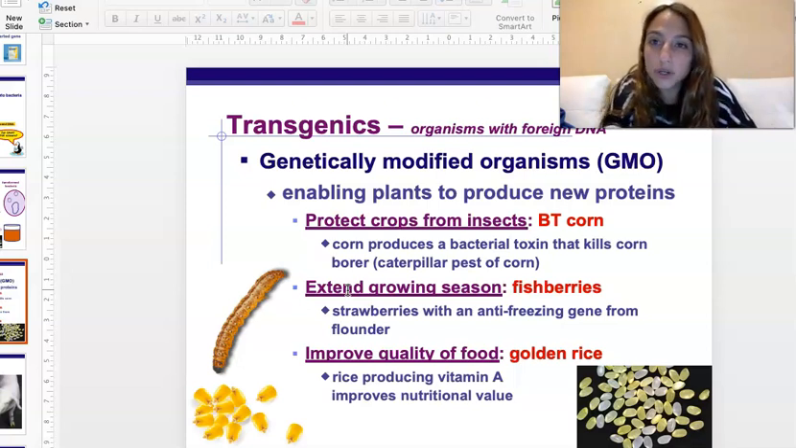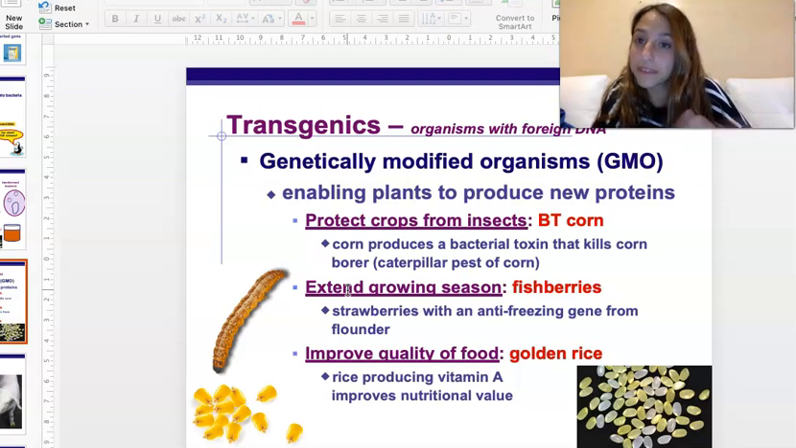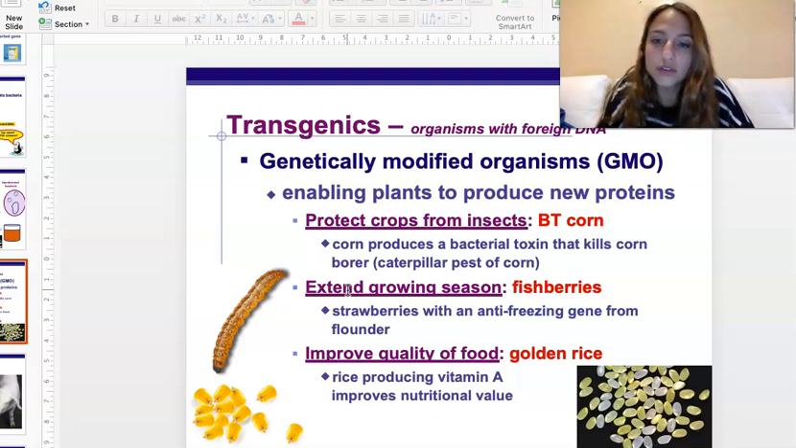You can also put different nutritional things into food. Okay, so for example, golden rice. It is a rice that has the ability to produce vitamin A. Okay, so you put a gene of vitamin A production into this rice as it's growing, and then when you eat the rice, you're not just eating all of the nutrients in the rice, you also eat the vitamin A that's produced by this rice.